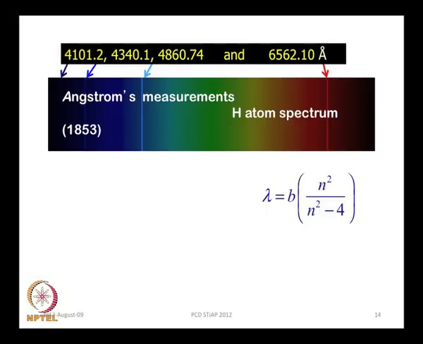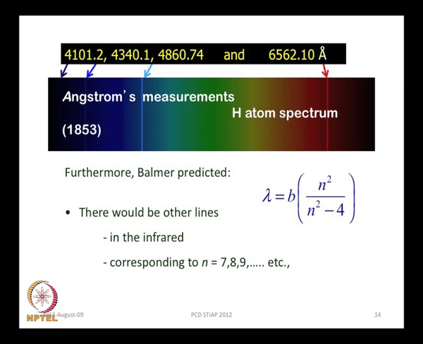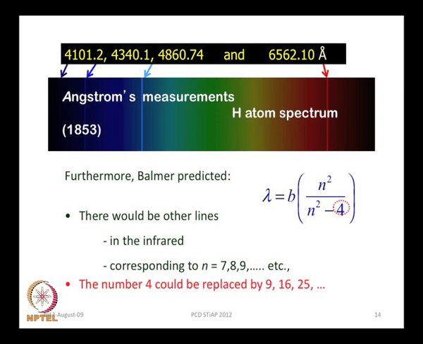But Balmer also predicted that there would be other lines in the infrared corresponding to n equal to 7, 8, 9, etc. Now, these lines were not seen at that time. There were no detectors in that spectral region, but he predicted that there would be these lines. He also predicted that the number 4 that you see in the denominator, n square minus 4, could be replaced by the square of 3 and 4 and 5, and then you would get other spectral lines, and all of these lines do exist. So, Balmer not only found the formula, but he also predicted, and these predictions turned out to be correct. So, this is really amazing.